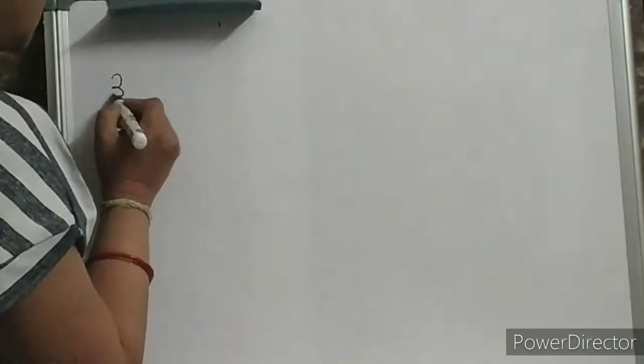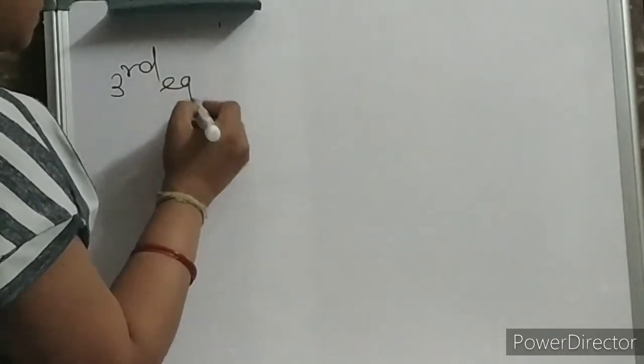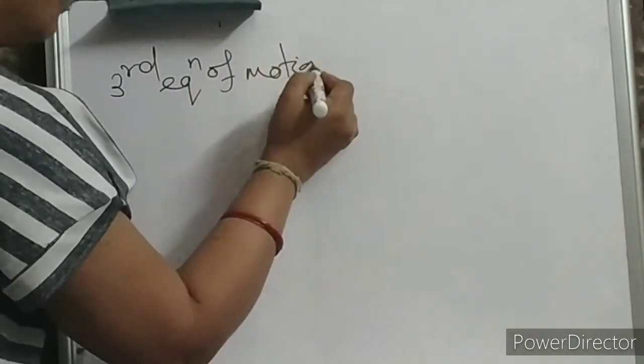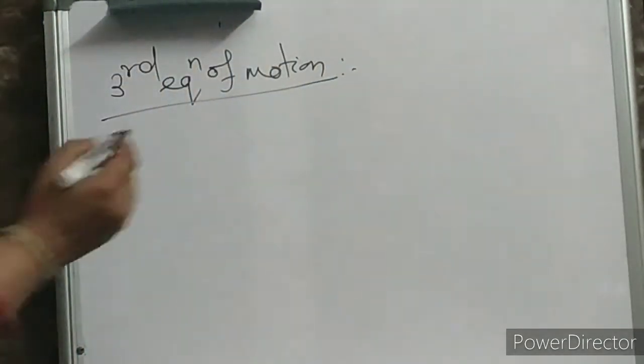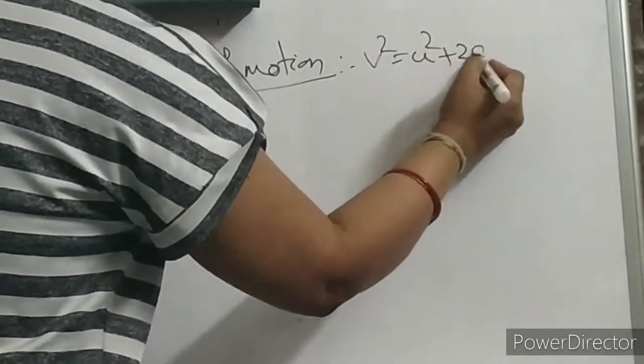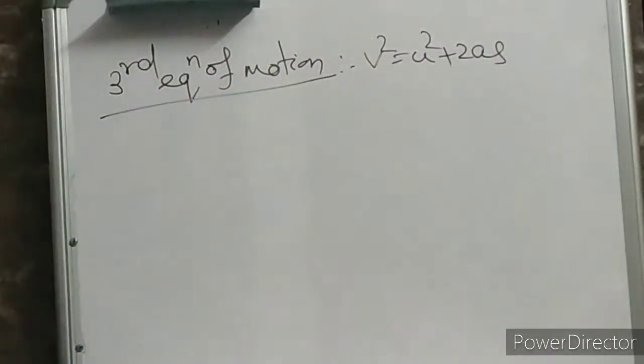In the last video lecture we discussed equations of motion, the two equations of motion and their entire derivation, the mathematical proof. Today we are going to see the third equation of motion. What is this third equation of motion? V square is equal to U square plus 2AS.